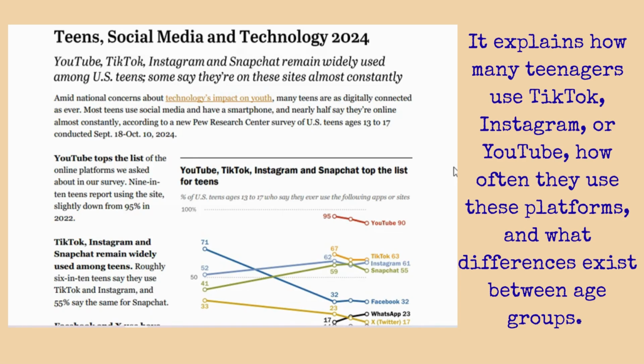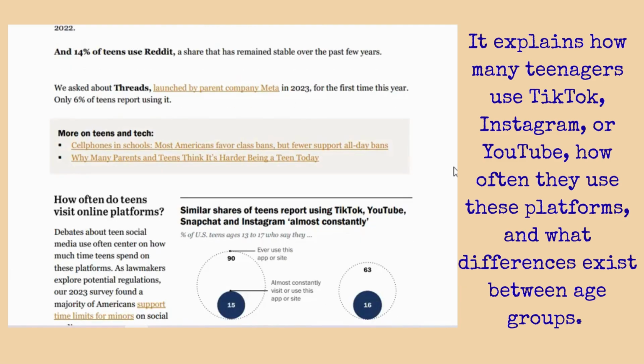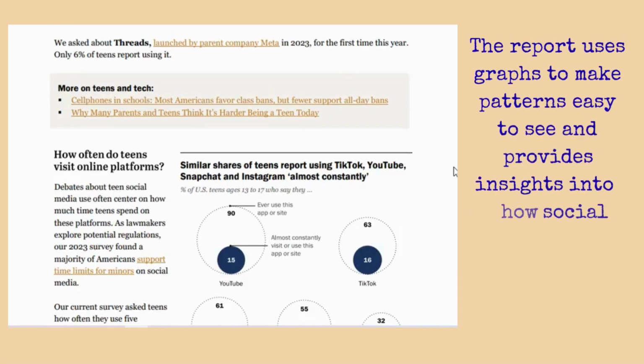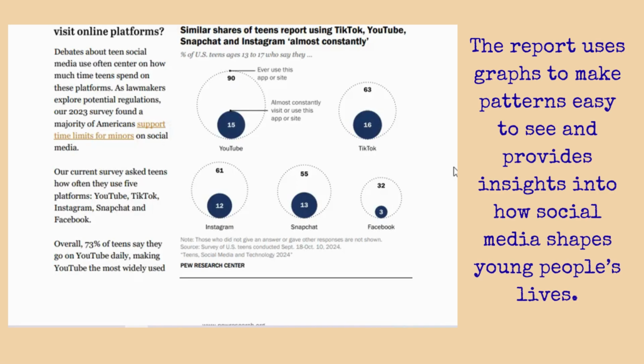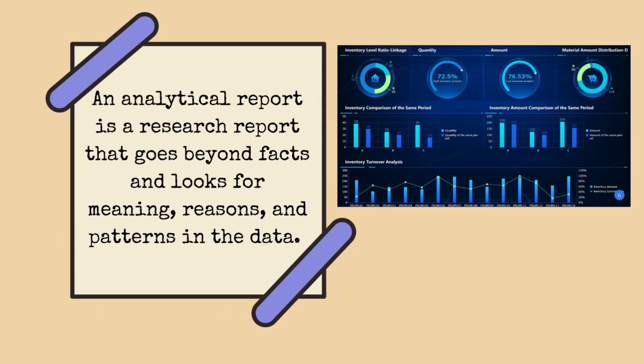It explains how many teenagers use TikTok, Instagram, or YouTube, how often they use these platforms, and what differences exist between age groups. The report uses graphs to make patterns easy to see and provides insights into how social media shapes young people's lives. An analytical report is a research report that goes beyond facts and looks for meaning, reasons, and patterns in the data.